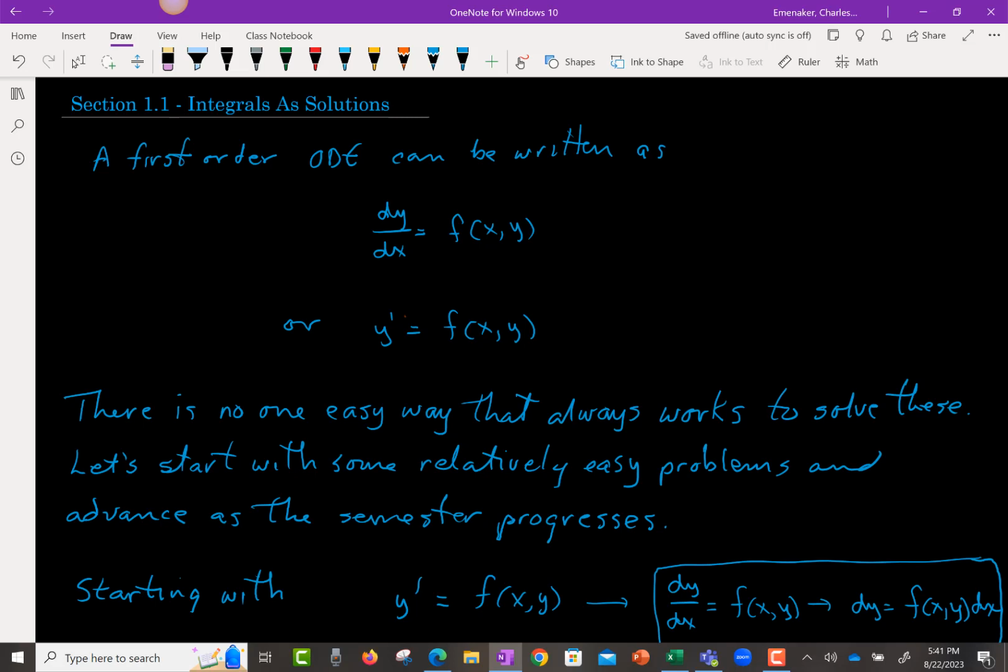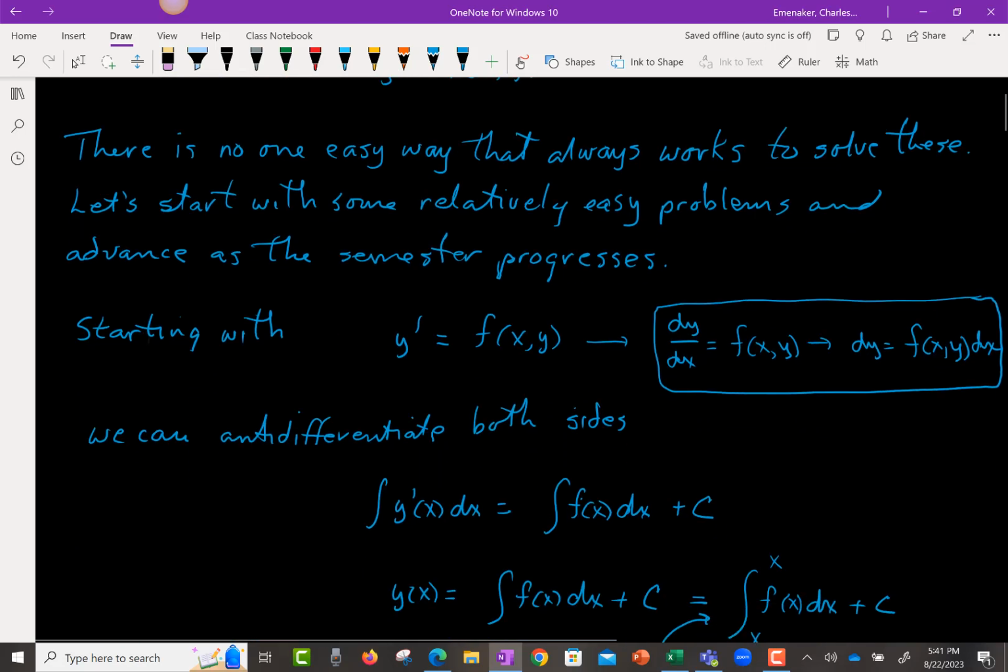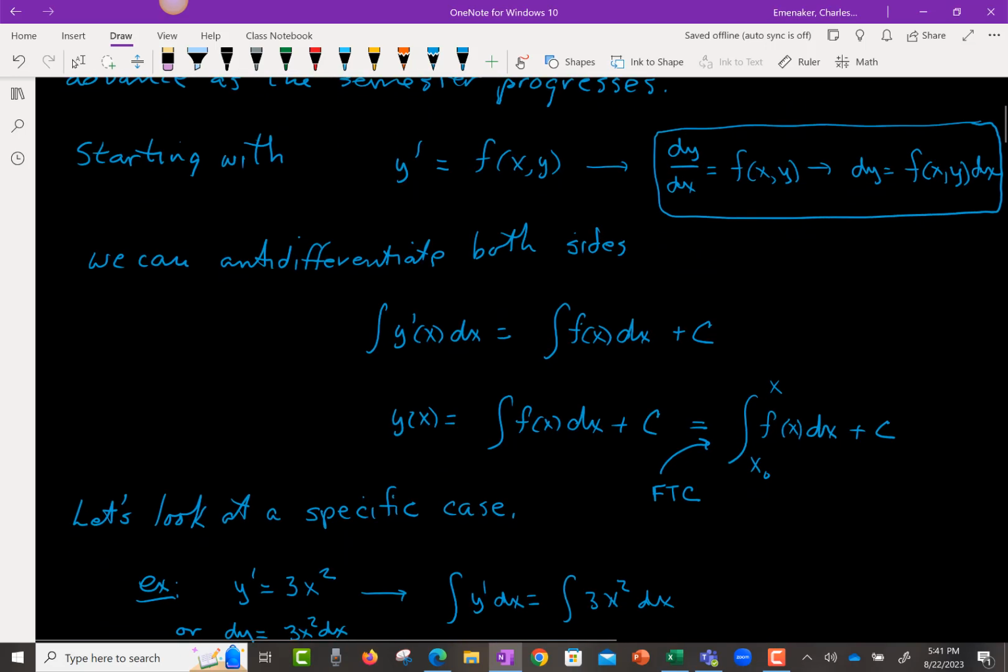The unfortunate thing about differential equations is that there's not one way, an easy way, that always works to solve anything in the form of y prime equals some function in terms of x and y. Let's start with a relatively easy problem, and as the semester progresses, we'll take a look at more entertaining problems.